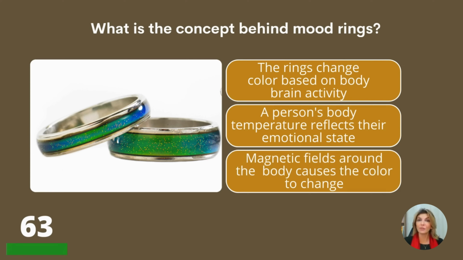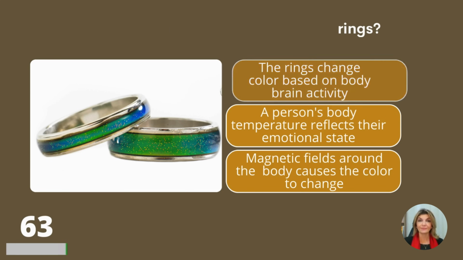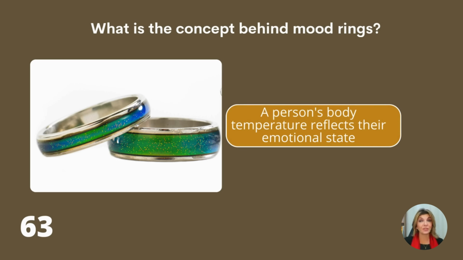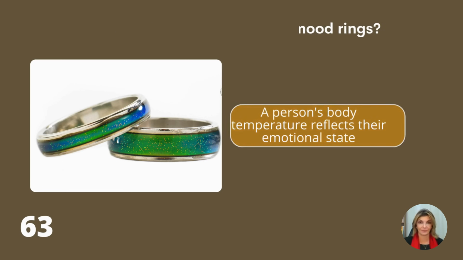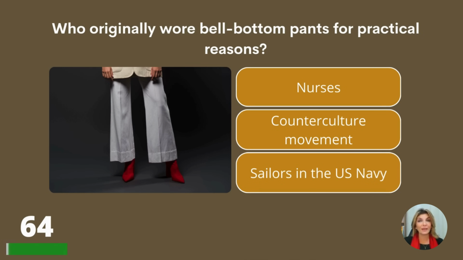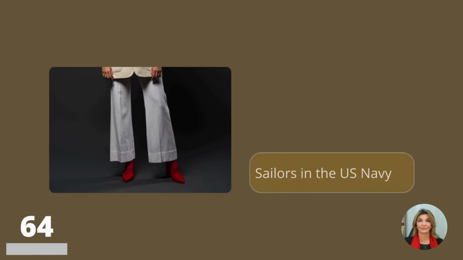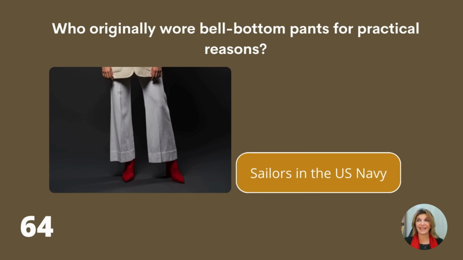What is the concept behind mood rings? The rings change color based on body-brain activity, a person's body temperature reflects their emotional state, or magnetic fields around the body? A person's body temperature reflects their emotional state. Who originally wore bell-bottom pants for practical reasons? Nurses, the counterculture movement, or sailors in the U.S. Navy? Sailors in the U.S. Navy.